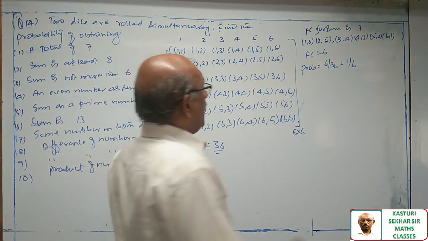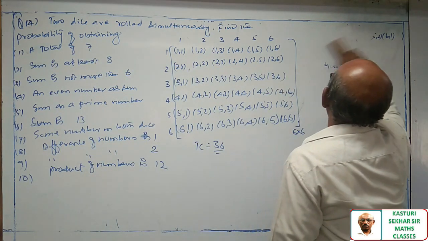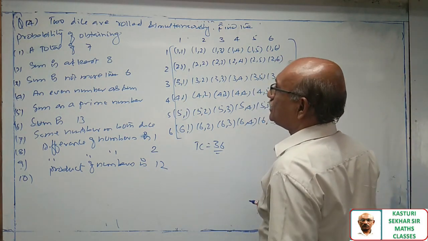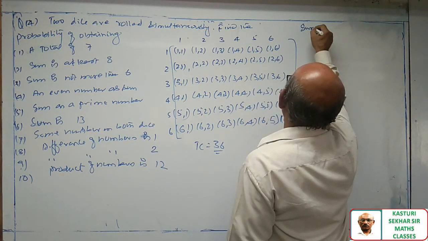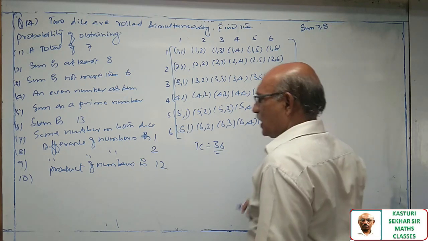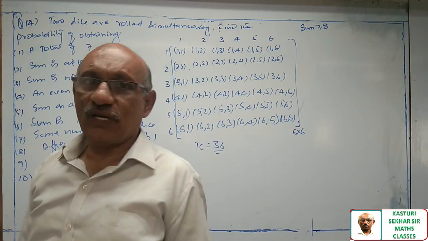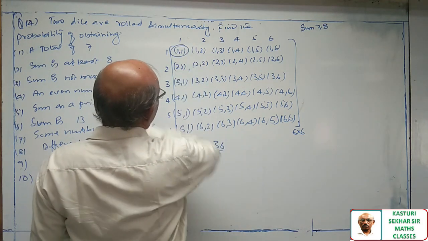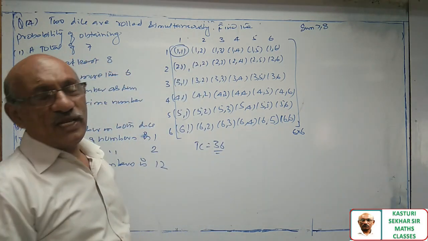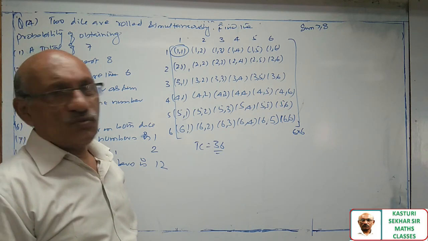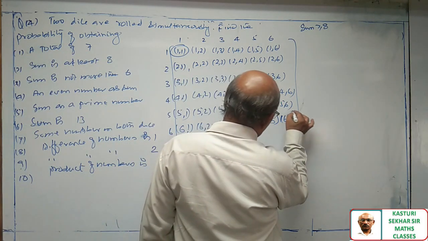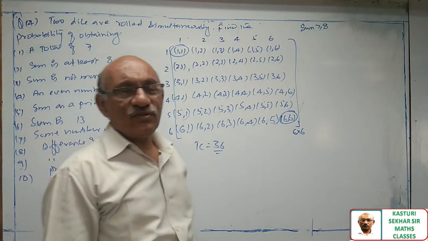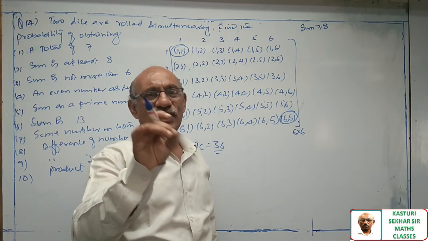Okay. Now let's go to the second question. Question number 2. Sum is at least 8. Sum is greater than or equal to 8. Let us see this. What is the least value of sum? 1 plus 1, 2 is the least value. 6 plus 6, 12 is the maximum value. So the variable s is taking the values from 2 to 12.